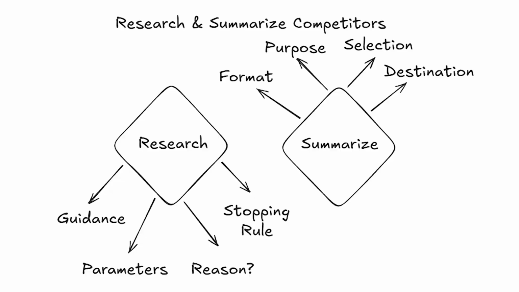Now, a stopping rule. This is important. Humans stop when they feel done. Agents don't have that feeling. So if you don't define what done looks like, the agent will either stop too early or keep going until you run out of patience or money.